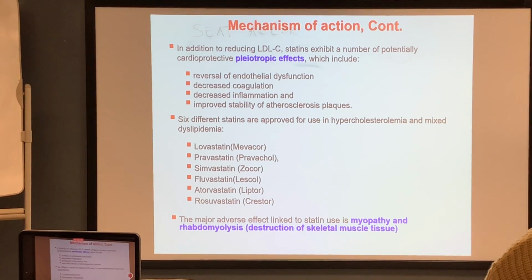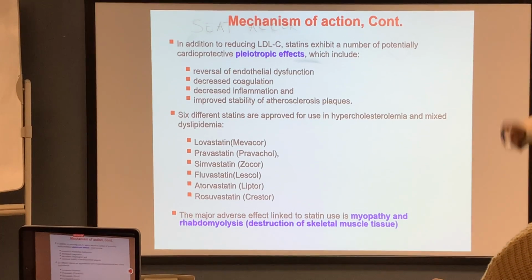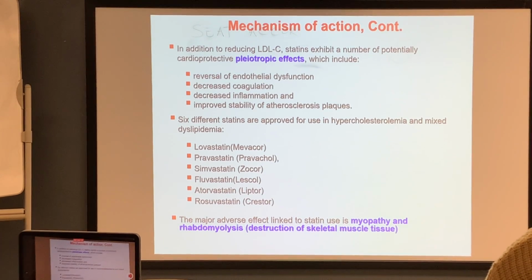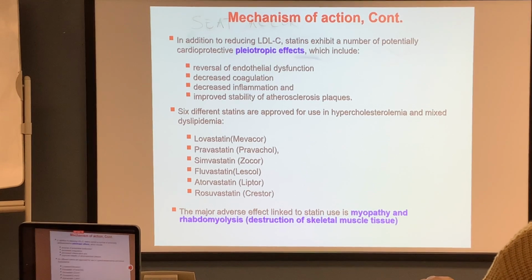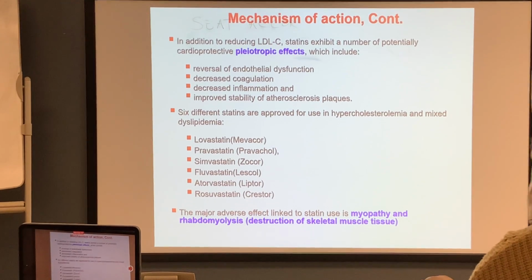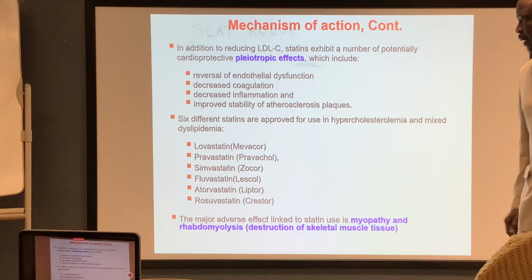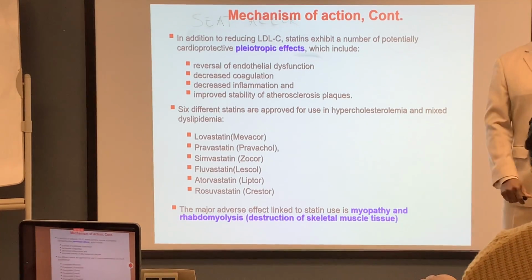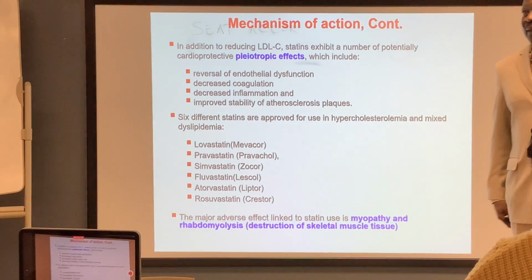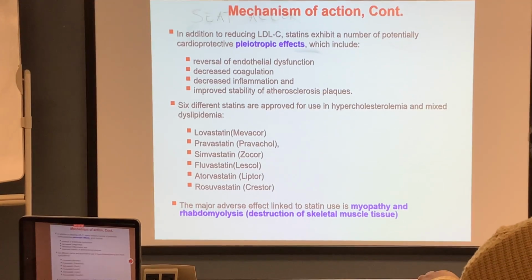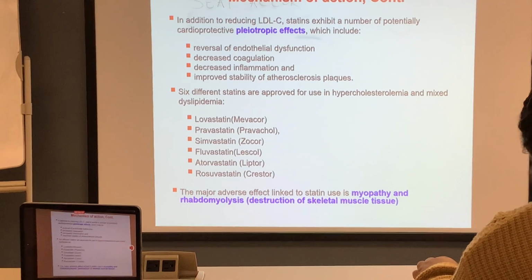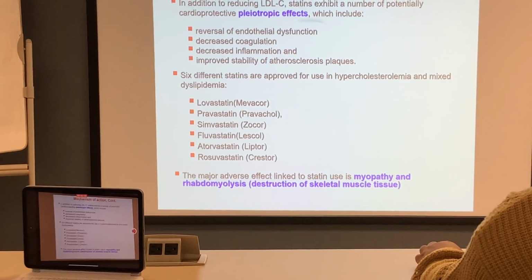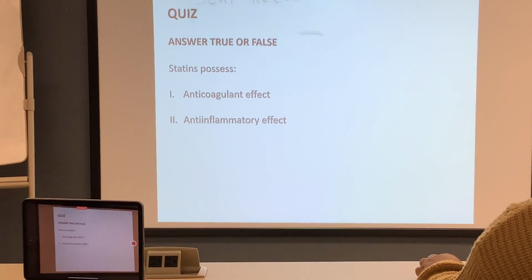So the major adverse effect linked to statin use, as good as they are, is muscle pain, muscle myopathy. Patients on statins complain of muscle pain, and this is because there's rhabdomyolysis. Rhabdomyolysis is a condition that involves breakdown of muscle tissue. With the destruction of skeletal muscle tissue, patients feel pain from the use of statins.